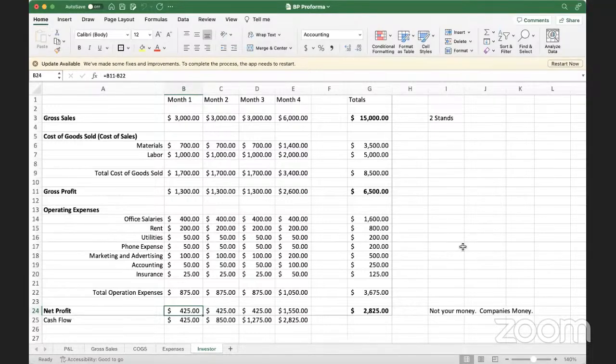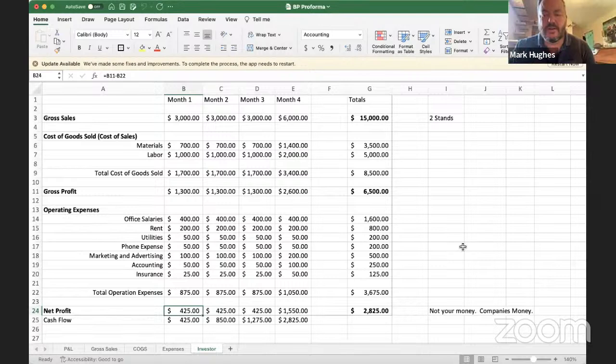The tax implications you're saying? Yeah, for the company. Yes. So when you pay yourself, you are part of the cost of goods sold, which means that it is not taxable. It's not out of your profit.